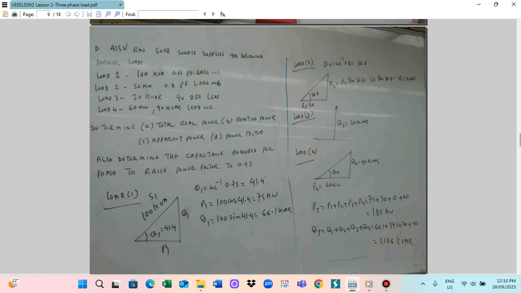So the real power you can calculate. This is the S1. P1 is the real power, and Q1 is the reactive power. So P1 you can calculate as 100 cos 41.4, so this becomes 75 kilowatt. And Q1 is 100 sin 41.4, so you get the 66.1 kVAR. So we got load 1, and also we can calculate for load 2.